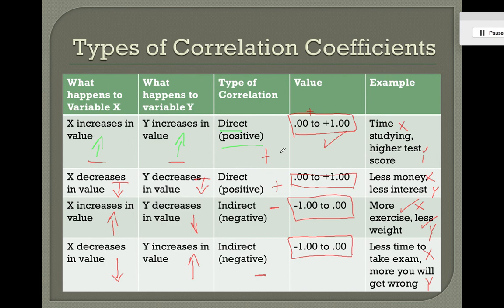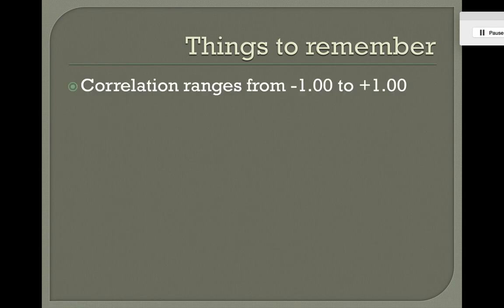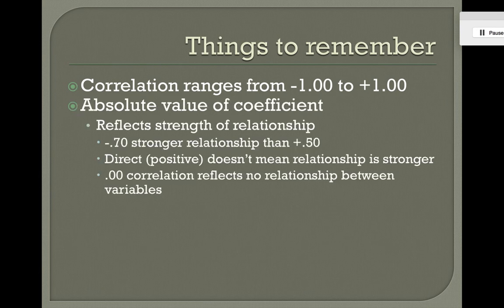All right. Now, just some general things to remember with the correlation coefficient. Remember, the correlation coefficient ranges from -1 to +1. That's the maximum range of it, -1 to +1. You can never have any value that's beyond that. The absolute value of the coefficient in itself reflects the strength of the relationship. So again, remember, negative and positive don't mean good or bad.